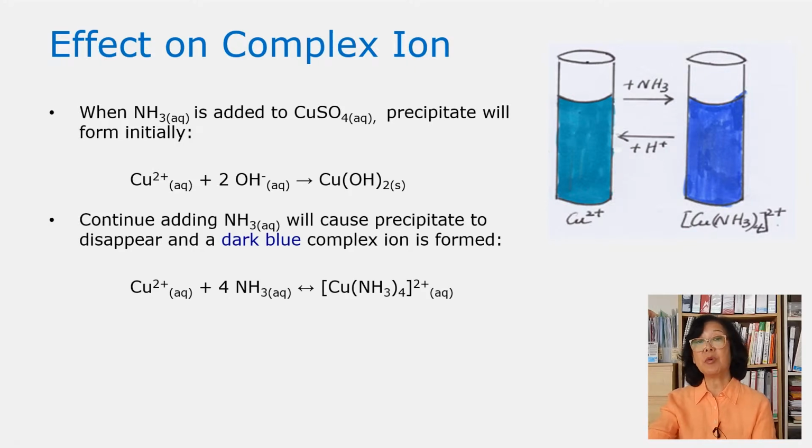Now, you might ask, where does the hydroxide ion come from in the beginning? It really comes from the dissociation of ammonia in water to form some hydroxide ion and ammonium ions.